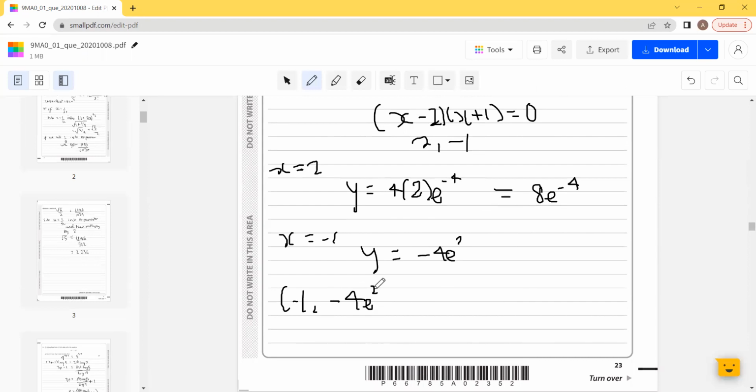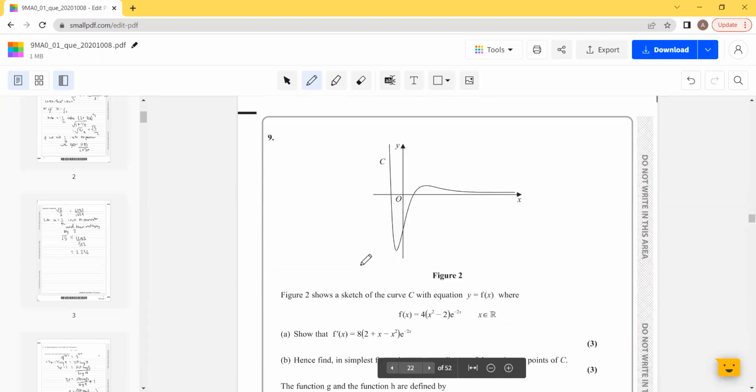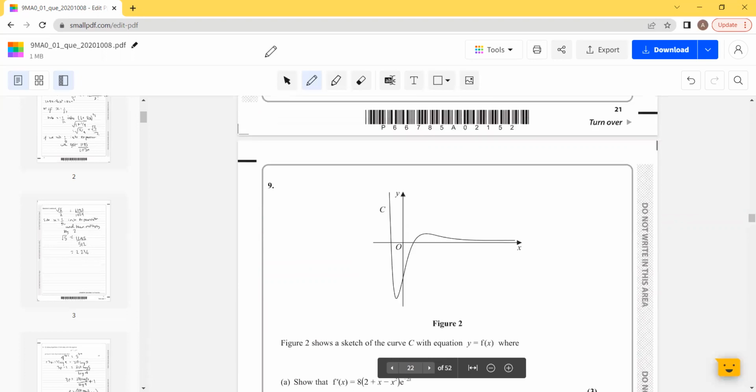Okay. And 2, and the y coordinate of that point will end up being 8e to the minus 4. Okay, so these are the two coordinates of our stationary points. Okay, so then we can move on to part C.